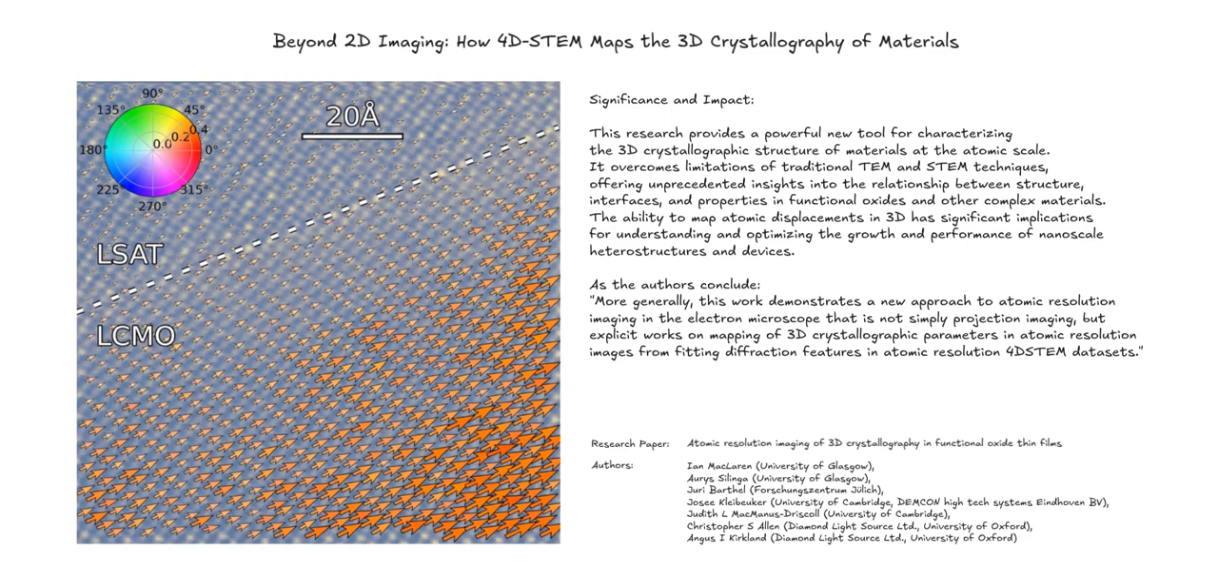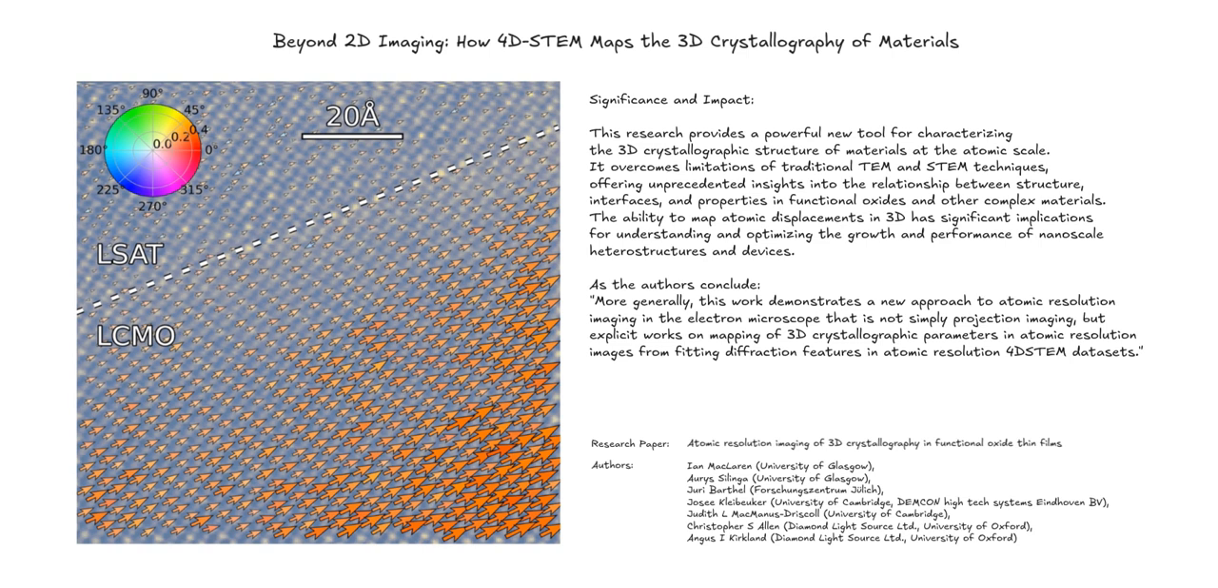This deep dive focuses on a technique called 4D-STEM, a specialized form of electron microscopy that goes beyond traditional 2D imaging. So 4D-STEM provides a full 3D map of how atoms are oriented within a material. That's right. Seeing things in 3D at the atomic level is particularly important for understanding materials with unique properties. Like functional oxides used in electronics.